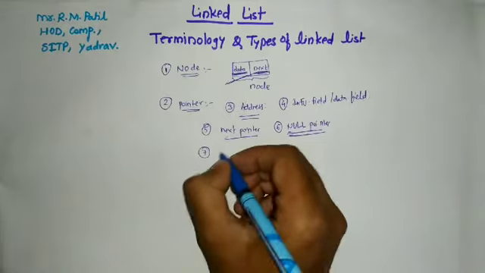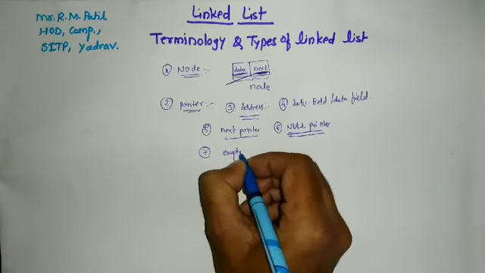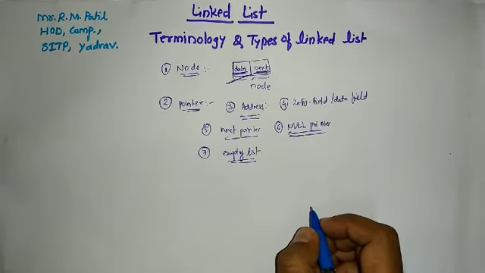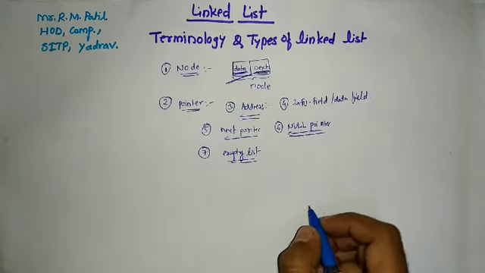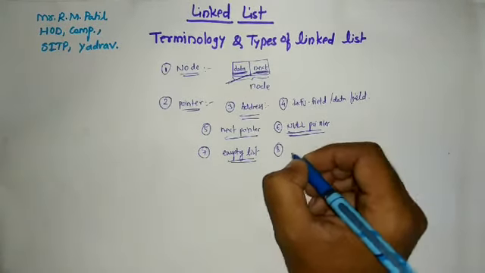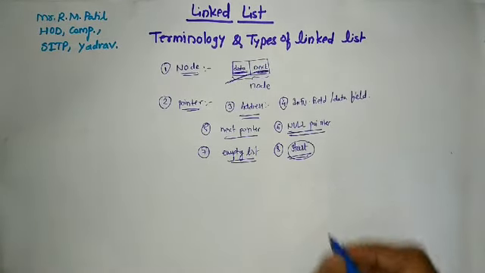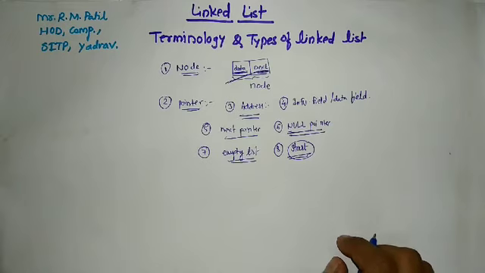The seventh one is the empty list. The empty list signifies that there is no data in the linked list. One more terminology is the start. Start is what we call the first node of that particular linked list. So these are some of the terminologies we consider for the linked list.